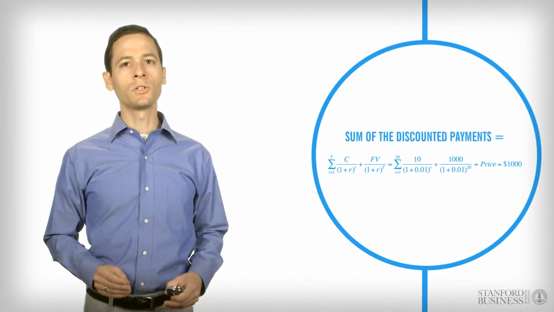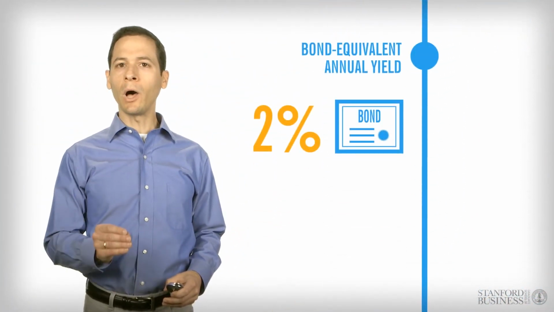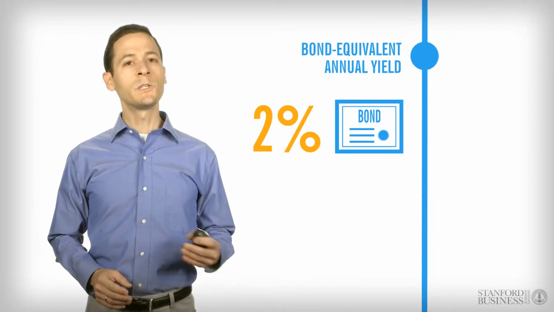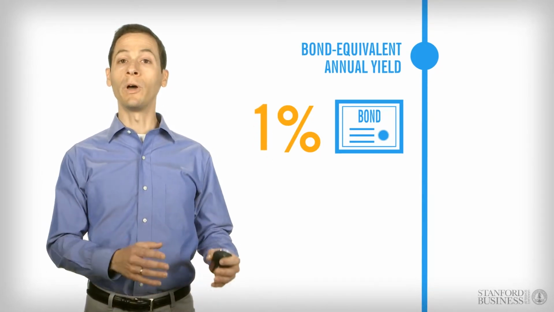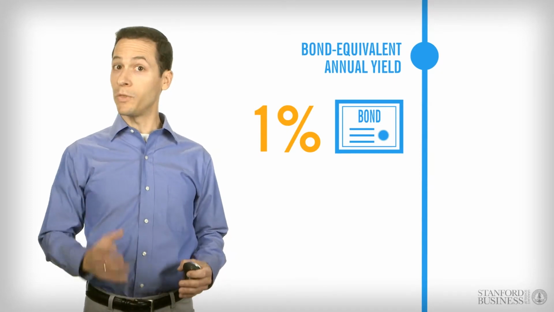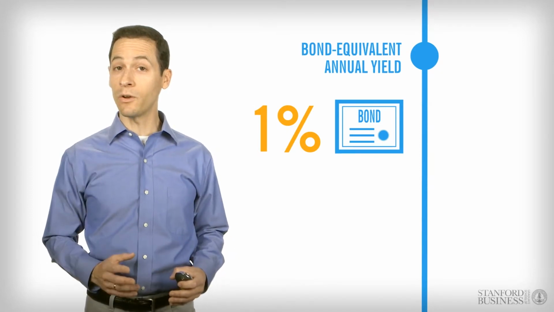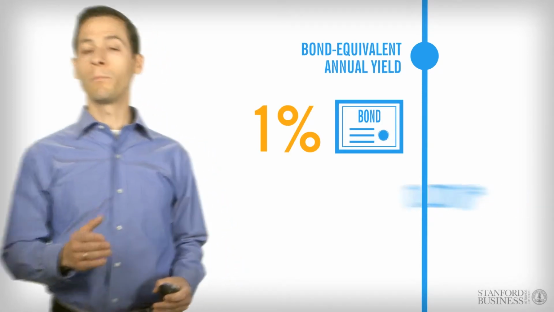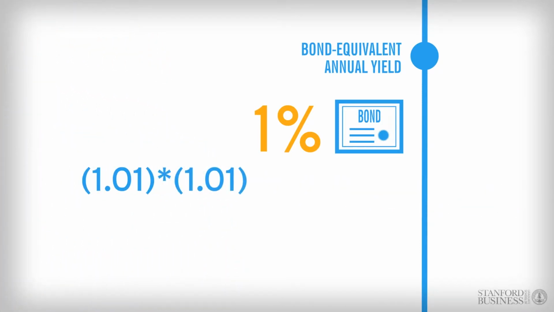To be clear about the terminology, we call the 2% number the bond equivalent annual yield. Investing in a security that has a 6-month yield to maturity of 1% leads to more than a 2% return at the end of the year if you've reinvested the proceeds. You would in fact have a return of 1.01 times 1.01 minus 1 equals 2.01%, not 2%.